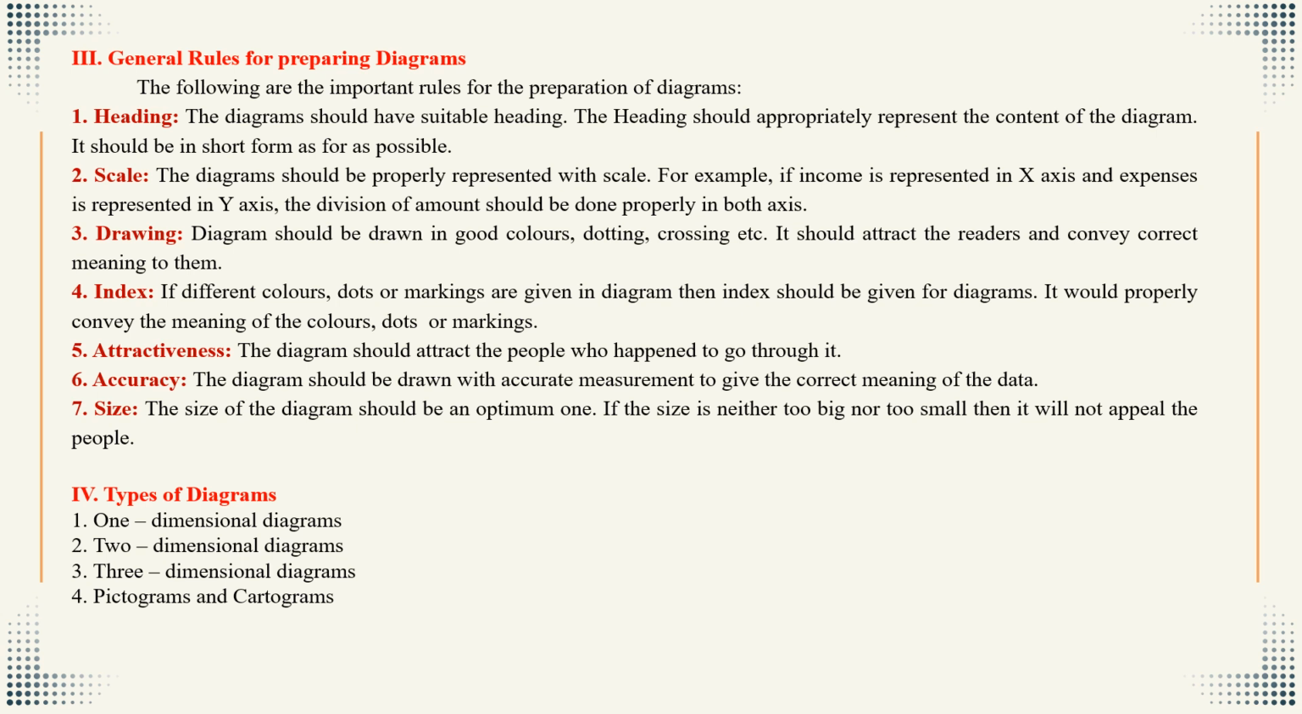Seventh one is size. The size of the diagram should be an optimum one. If the size is neither too big nor too small, then it will appeal to the people. Then types of diagrams. There is one-dimensional diagram, two-dimensional diagram, three-dimensional diagram, and fourth one pictogram and cartograms. We are going to study all these things next.